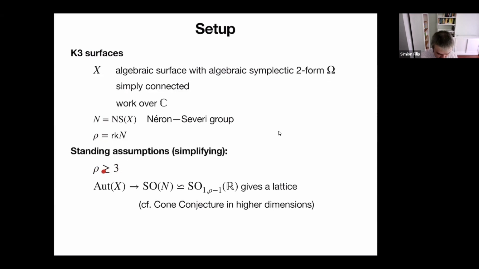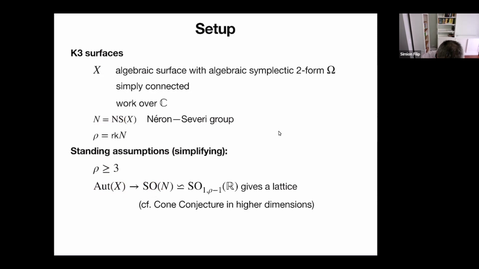You'll see in a moment why this is relevant. The reason is the next assumption, which at first might seem like a very strong assumption, but in fact, I want to argue that it's not a very serious assumption. There are ways around it, but I'm going to look at the automorphism group of X, the set of all complex analytic or algebraic automorphisms of X. And certainly this group acts on this Néron-Severi group.